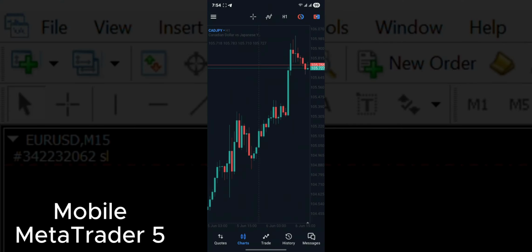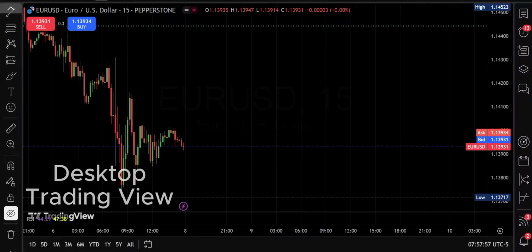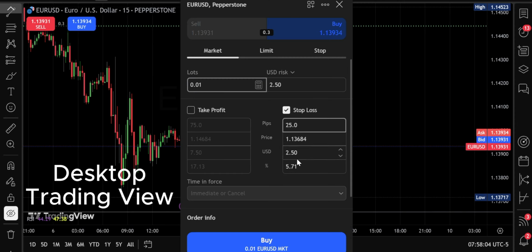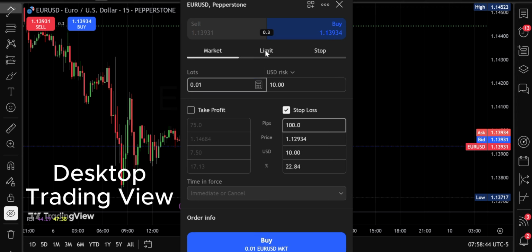MT5 platform will show risk in USD and pips if you're using a buy limit or sell limit. TradingView on the other hand will show you what you're risking in the order sheet. And there are a couple other meta traders, but these 3 are most popular. Low-key just taught you a little bit about risk management.